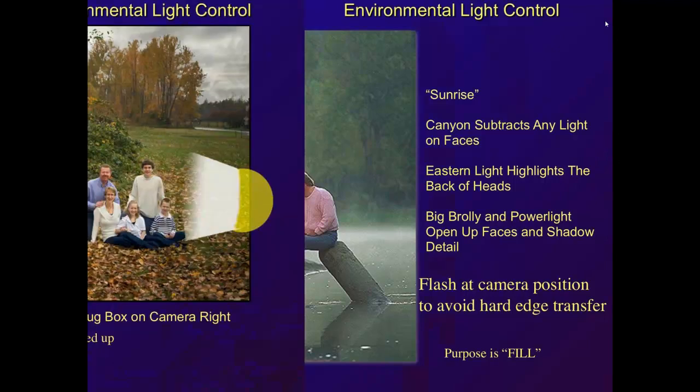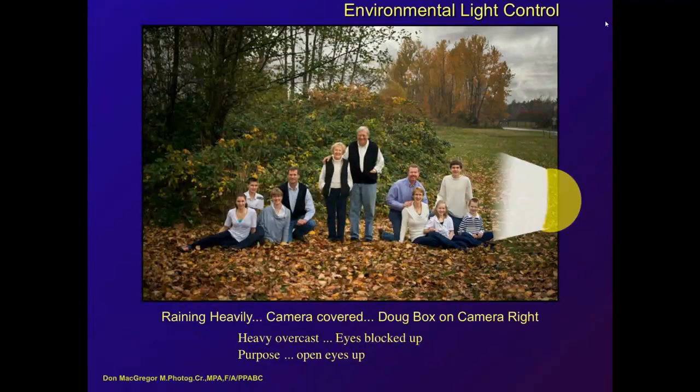The situation here: it's raining heavily. The camera's covered. I'm using a Domke box on the camera right. It's very heavy overcast. They've all got umbrellas over their heads to start with. They're all sitting on green plastic bags with leaves covering the green plastic bags. I'm bringing in that softbox to basically open up the faces. I don't want to create a heavy main light here because it wouldn't look right, because the whole scene is so soft. This is a heavy overcast, rainy kind of day.